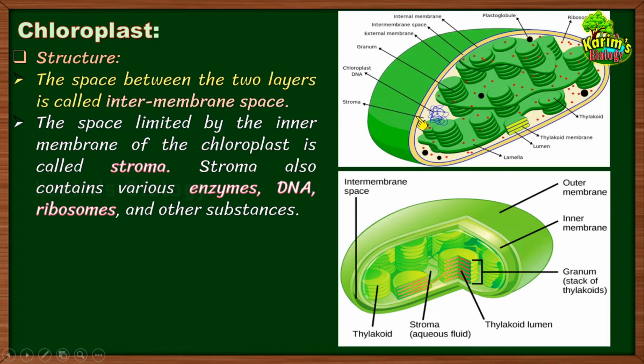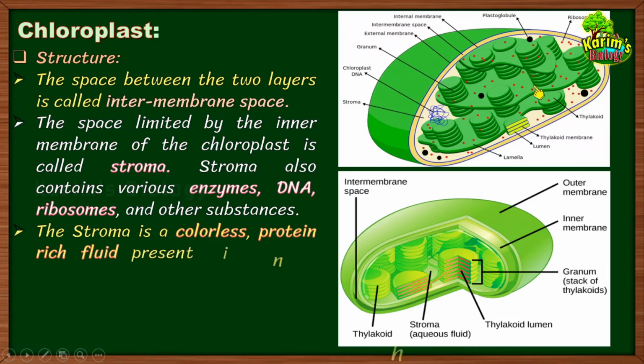Right? So that's about the liquid part called stroma, and within the stroma there are many enzymes, particularly the enzymes involved in the process of photosynthesis. They are found within the stroma. And what do you see in this picture in addition to the DNA and ribosomes? In addition to that, you can also find several other structures. Let us talk about them.